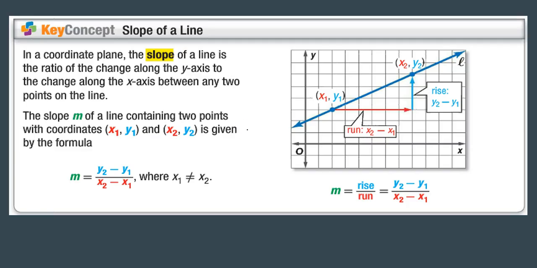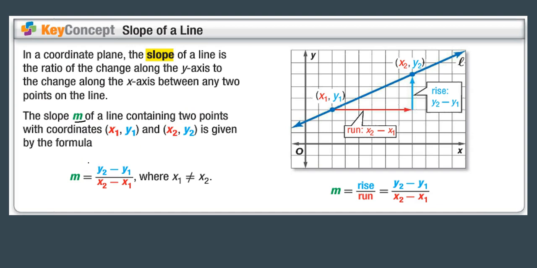Let's go over this key concept, slope of a line. In a coordinate plane, the slope of a line is a ratio of the change along the y-axis to the change in the x-axis between any 2 points on a line. Slope stands for the letter M.